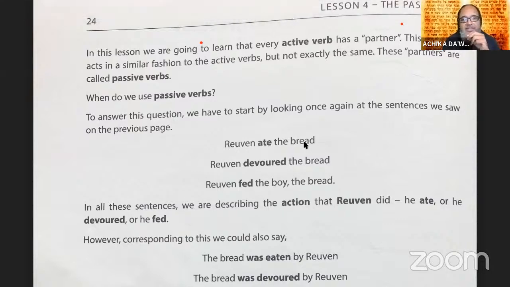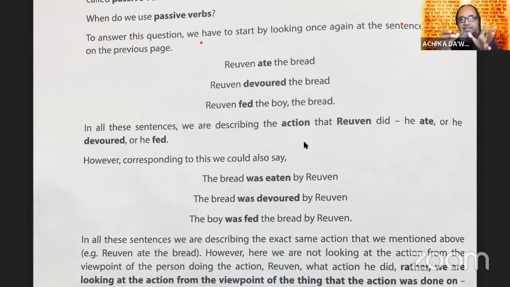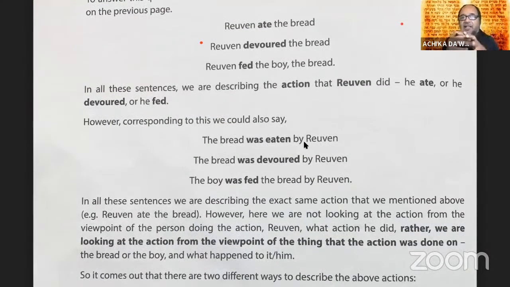So as they've given us this example, they said in all these sentences above, we're describing actions that Reuven did. He ate, he devoured, and he fed. However, corresponding to this, we could also say that the bread was eaten by Reuven. So he ate the bread, but the passive way is the bread was eaten by Reuven. The bread was devoured by Reuven. It's just the opposite, same information. Reuven's still part of it, eating is still part of it, and the object is still part of it.